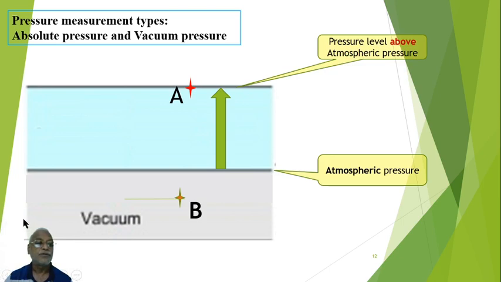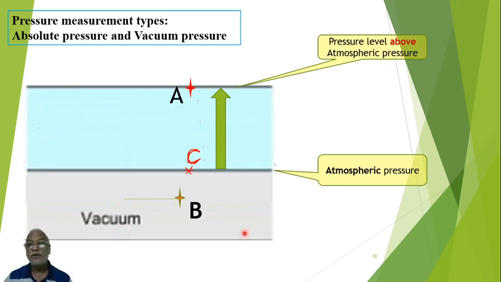At this particular point, one more point if I try to make and then call it as C, the pressure at point C is atmospheric pressure. If you go to a higher level, the pressure will be higher and higher. So point A is how much high? So much of pressure, it is higher than atmospheric pressure. That's what it is, pressure level above atmospheric pressure.